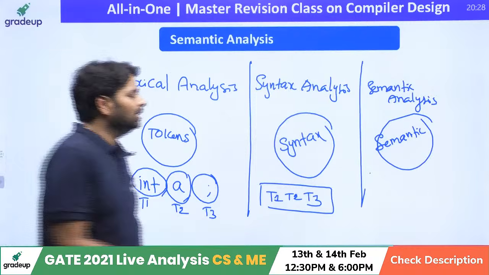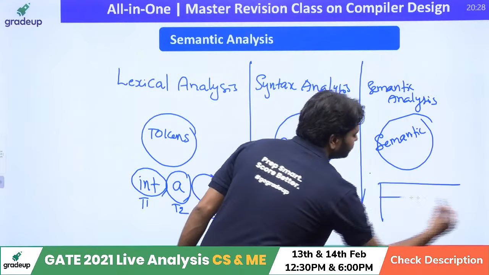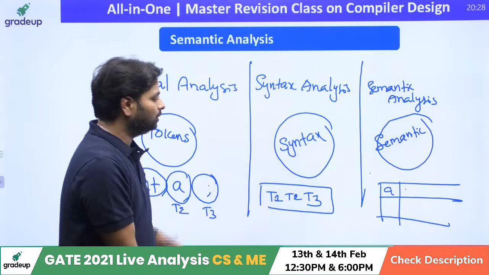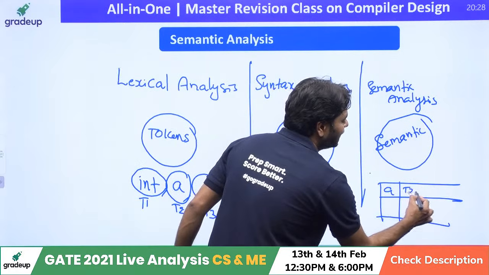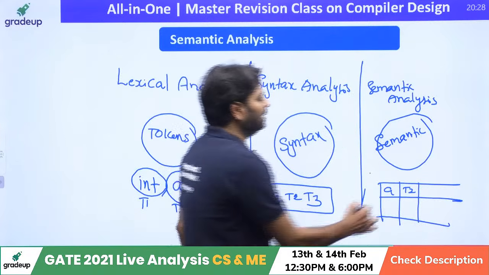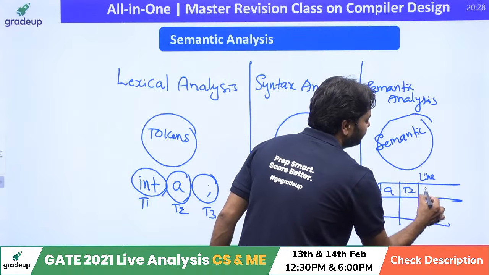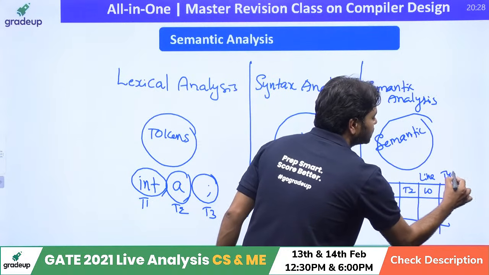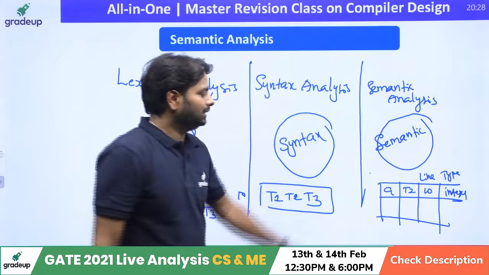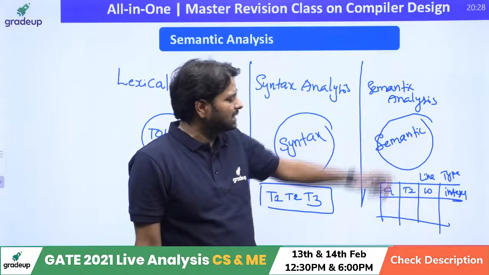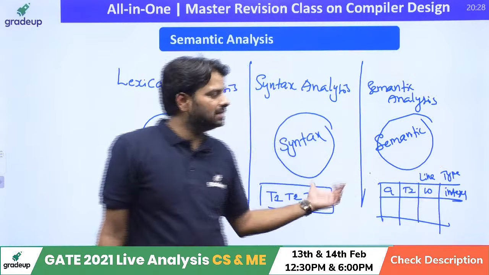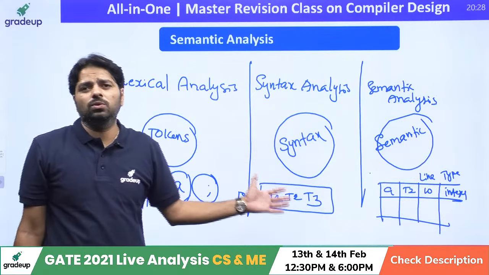When it looks at the declaration, there will be a symbol table entry for A. What is A here? T2. T2 was made by lexical analysis, and let's say it is at line 10. I'm just writing it as line number 10, and the type is going to be integer. The T2 entry may be made by lexical analysis, the line number by syntax analysis, and the type by semantic analysis. So this is how it's going to work.